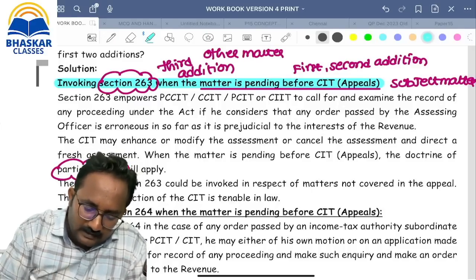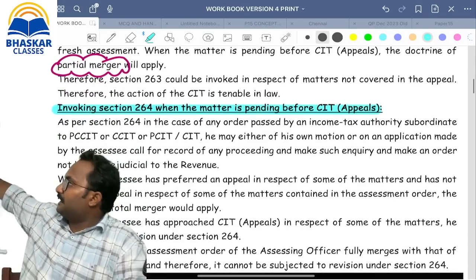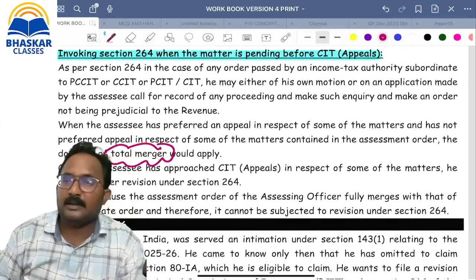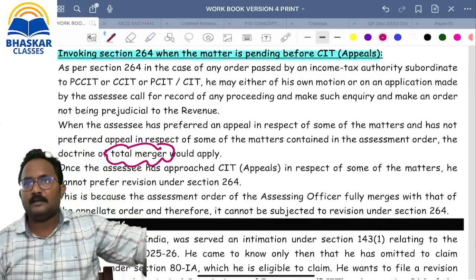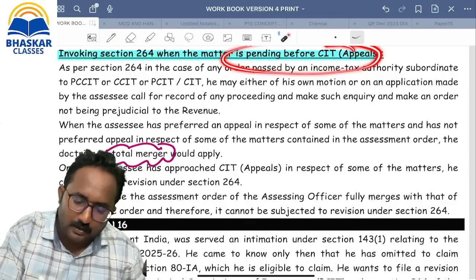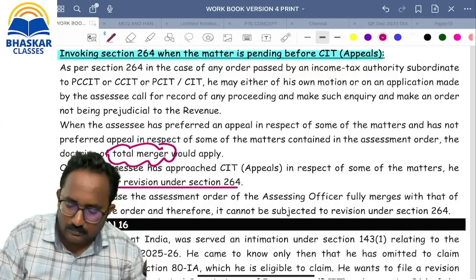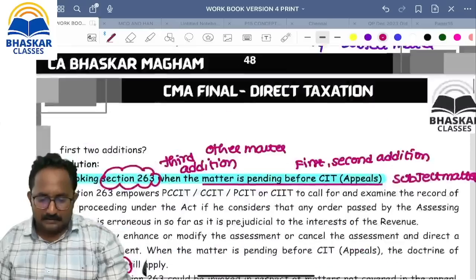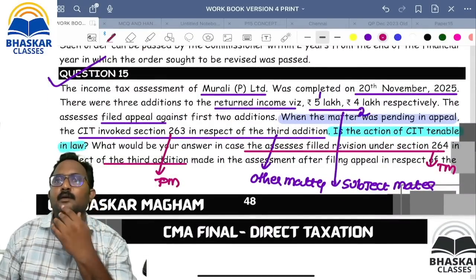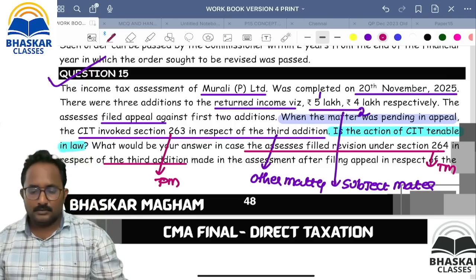Next, they have given invoking 264 when the matters are pending before the CIT. Can you tell me here which measure will apply? Total measure will apply. What do you mean by total measure? Either you can go for the appeals or you can go for the revision. Sir, the appeal is already pending. Can you do the revision under section 264? No. Clear? Sir, they have given this question for 7 months. What is the partial measure, total measure point? You should always remember. Next point.